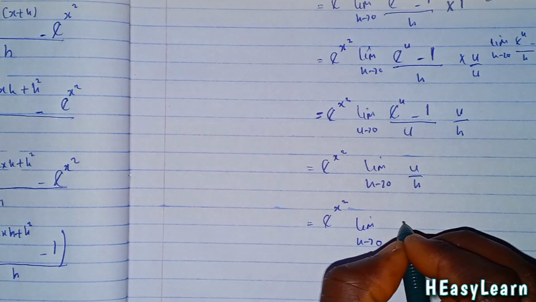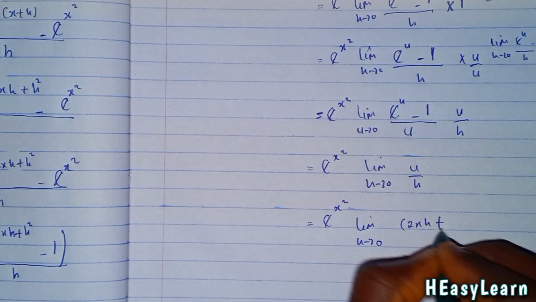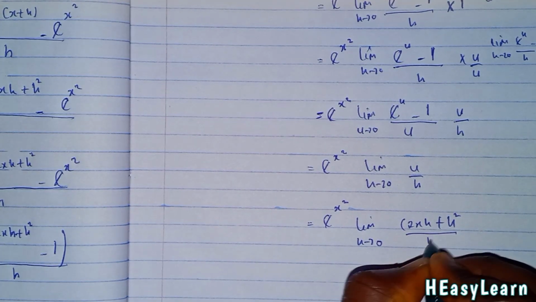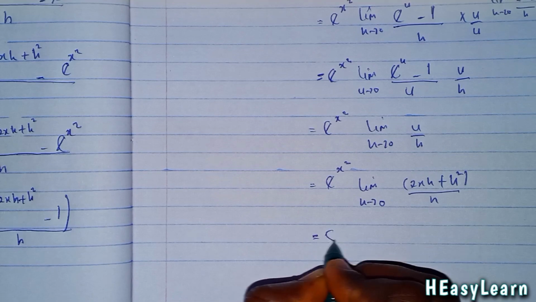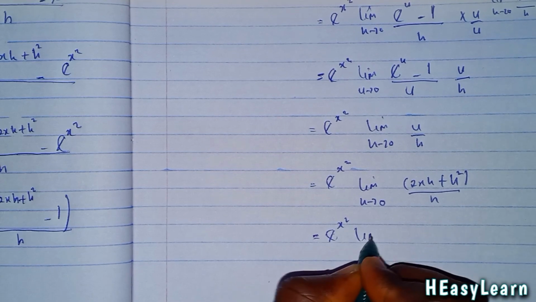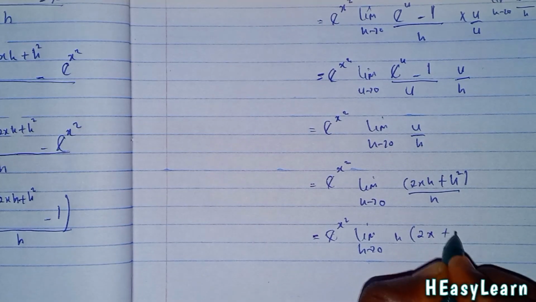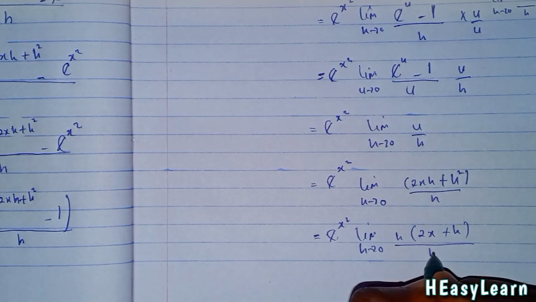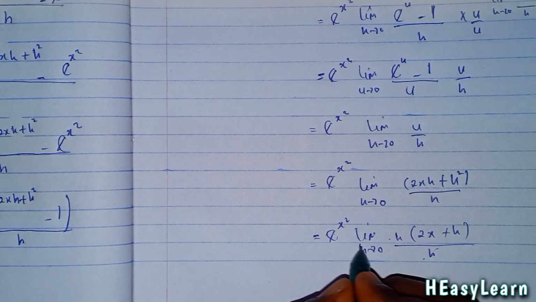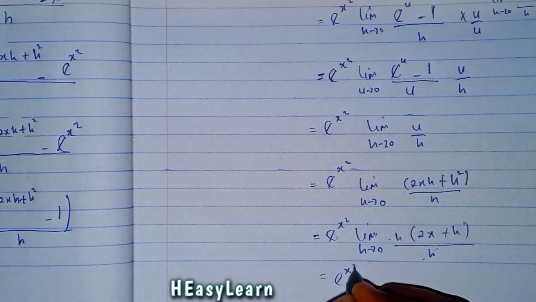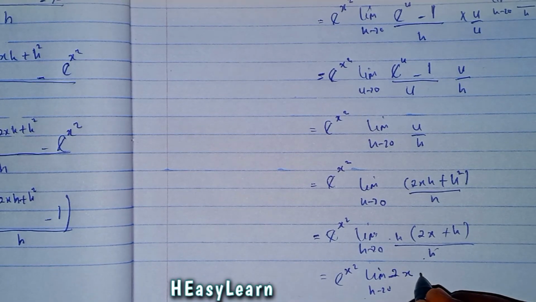What is u? From above, u equals 2xh plus h squared, over h. So this is the same thing as e to the power of x squared, the limit as h approaches 0. h is common: h times (2x plus h) over h. h will go away with h. Then e to the power of x squared times the limit as h approaches 0 of 2x plus h. The limit of a sum is the sum of the limits.